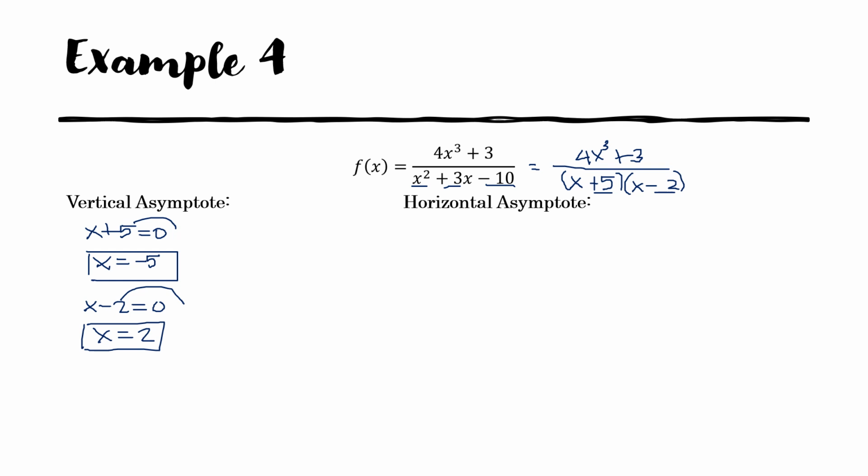What about the horizontal asymptotes? Consider again the n and m. So this one is our n and this one is our m, considering the highest exponents of the numerator and the denominator. So n is greater than m. Mas malaki yung exponent ng numerator, 3, than the denominator, 2. So therefore, no horizontal asymptotes.